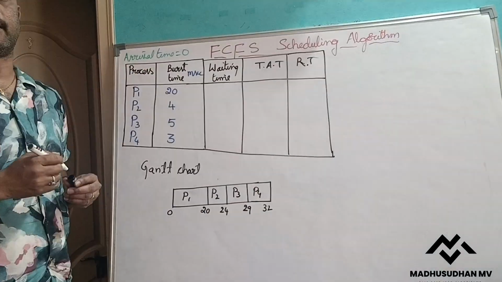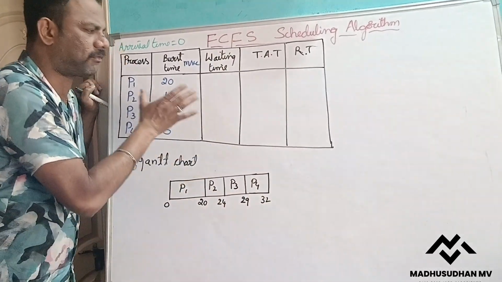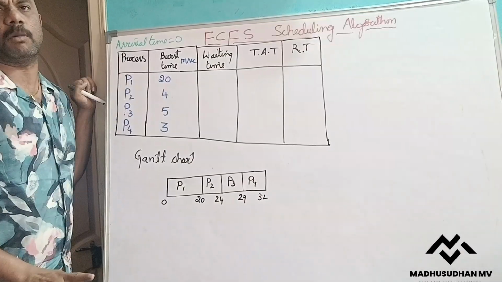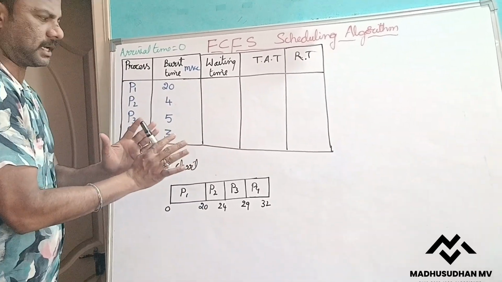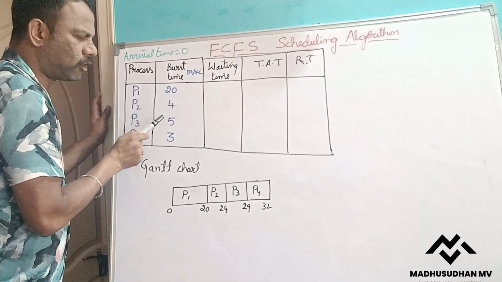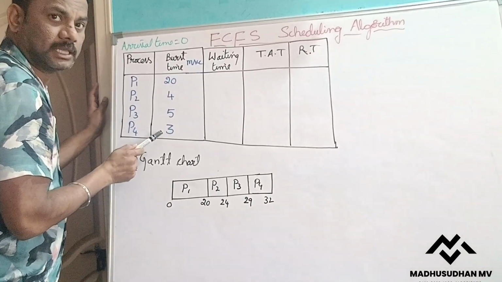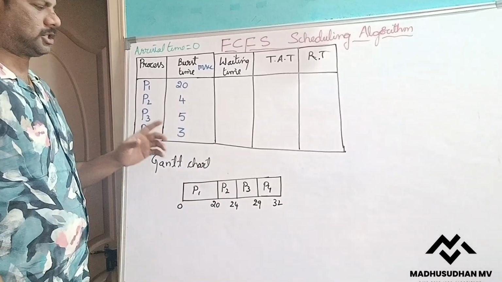Now this is the Gantt chart. Simple, right? If you write this simple Gantt chart for the given table, you get minimum 2 marks. Now you can cross verify whether it is correct. You add everything: 20 plus 4, 24, 24 plus 5, 29, 29 plus 3, 32. If you add, what is the number you got? That should be the last.